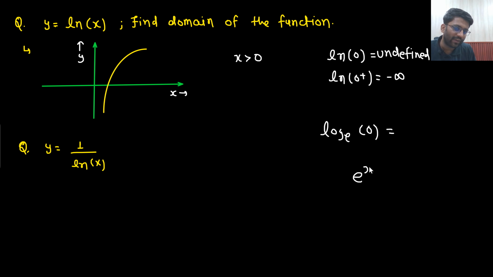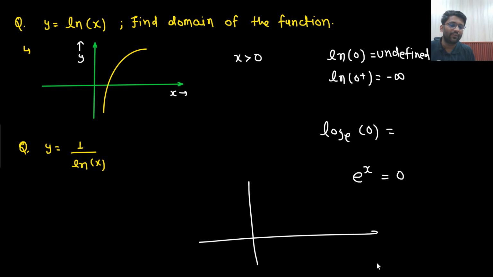What should be the power of e such that you get the value 0? The power of e should be minus infinity, or you can say negative very high. Negative very high. Right? But it is for 0 plus. Like nearly exact 0 they are asking.